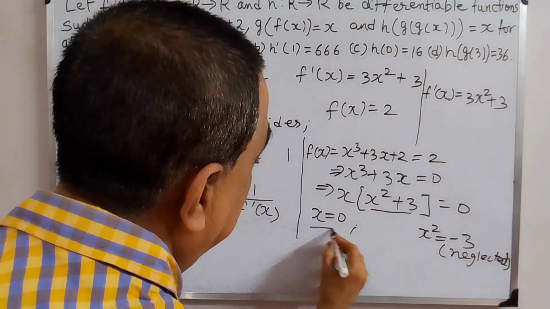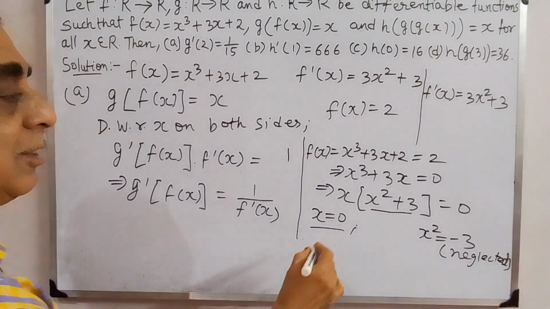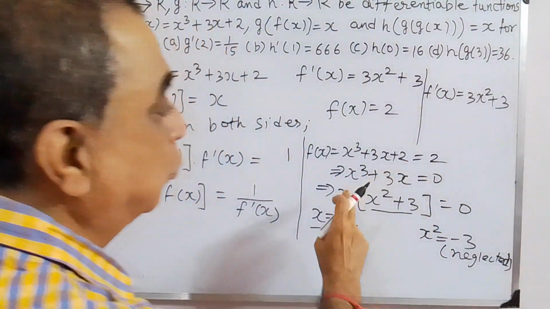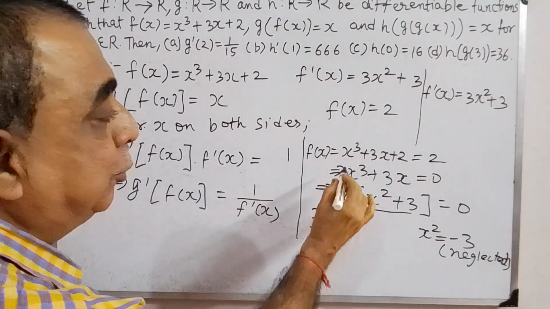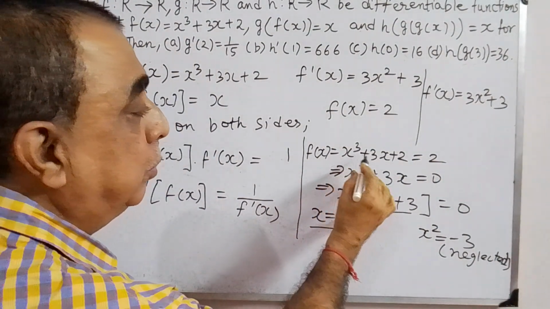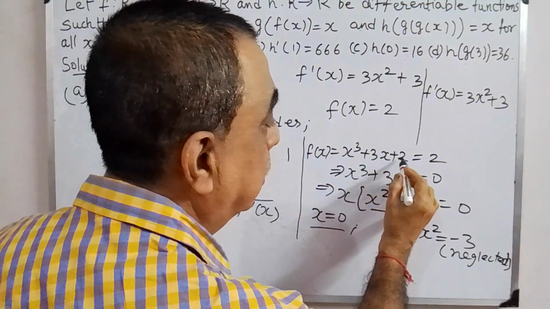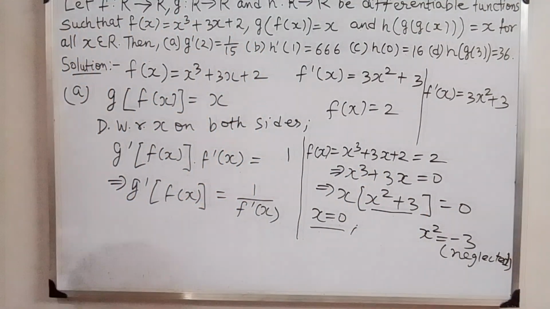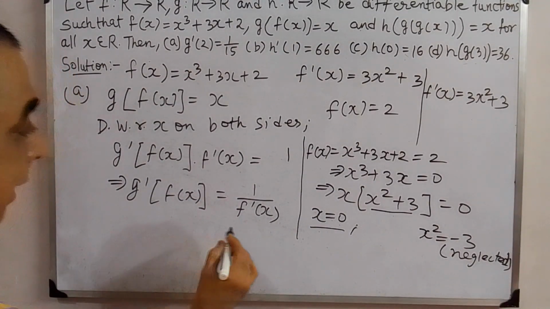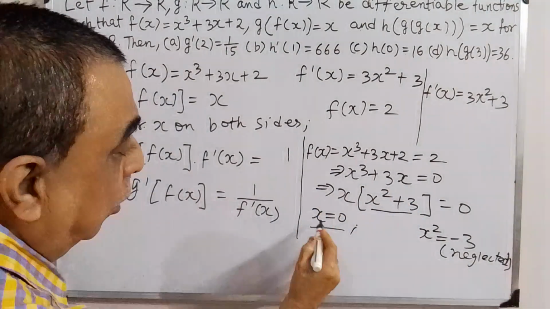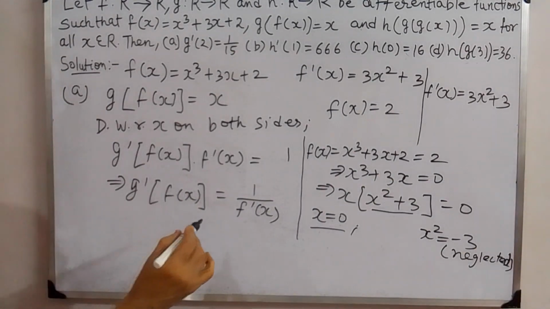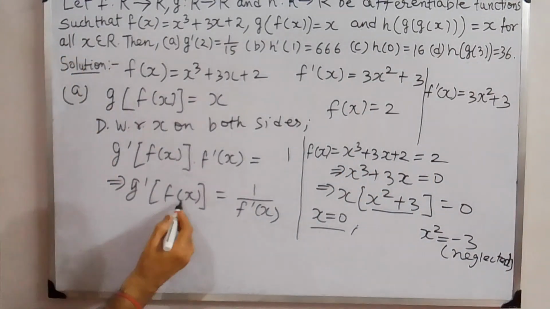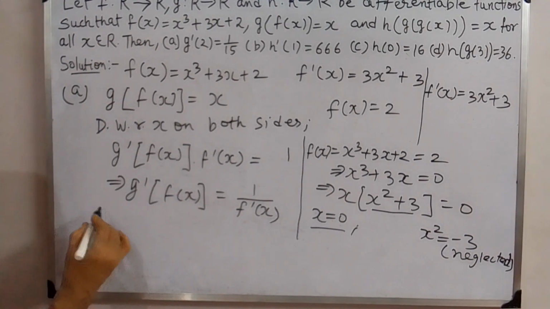So what value of x have we got? x is equal to 0, for which f(x) will become 2. If we put the x value 0 here, 0 cubed will be 0, plus 3 into 0 is 0, plus 2. So we will get f(x) equal to 2, that is, f(x) equals 2 for x equals 0. Now put x equals 0.